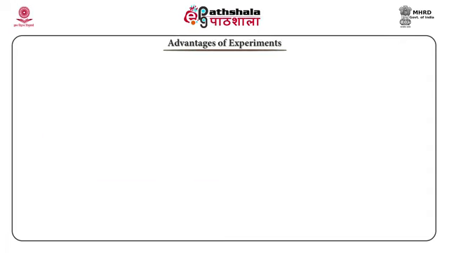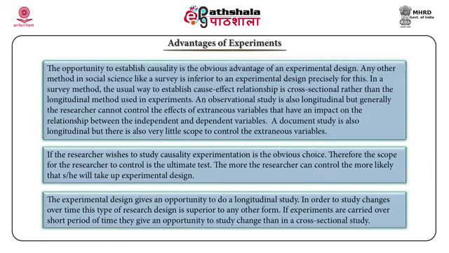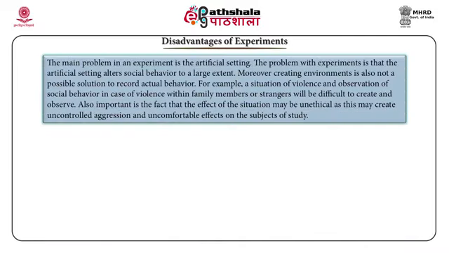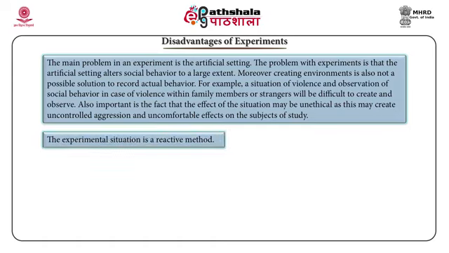The advantages of experimental research. The advantages are the opportunity to establish causality, scope for the researcher to control, the ultimate test, and to study changes over time. Disadvantages of experimental research. The main problem in experimental research is the artificial setting. The experimental situation is a reactive method.